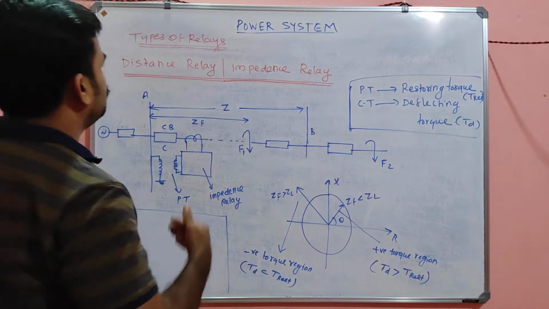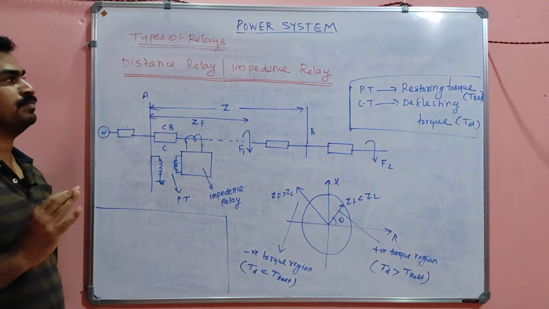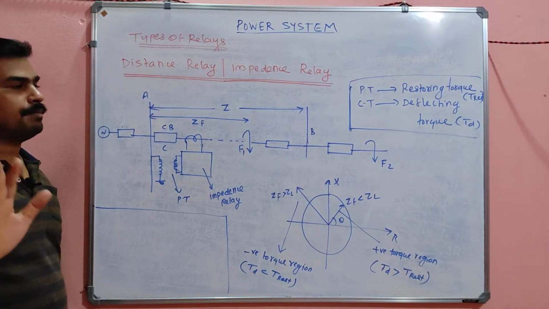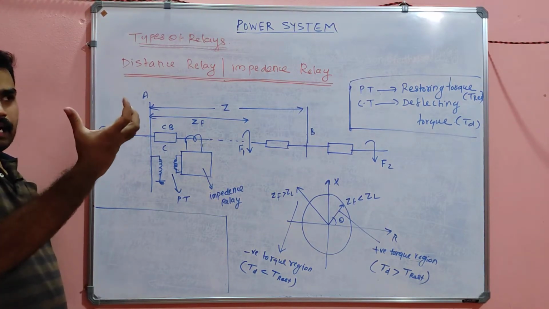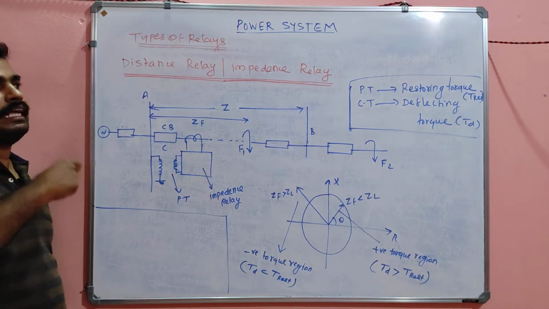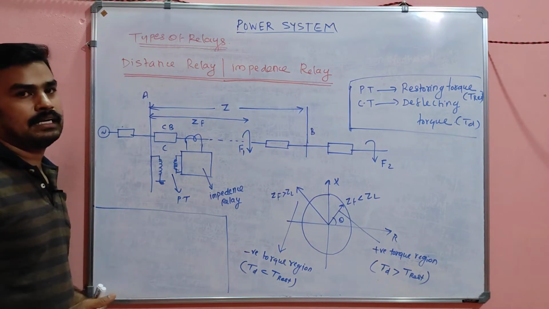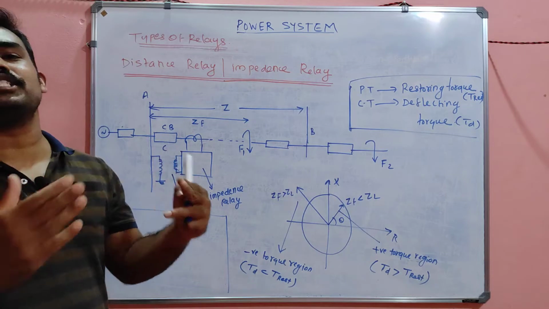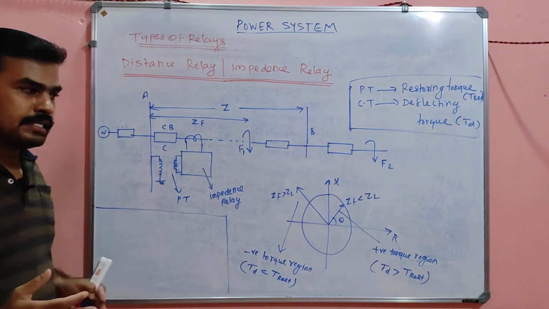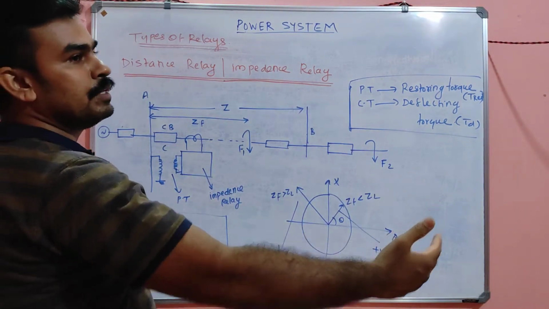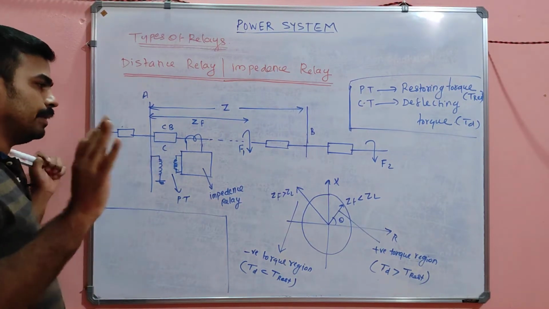Hello my dears. Next classification of relay is the distance relay or impedance relay, both are the same. As the name indicates, this relay only operates when the impedance of the line is less than the predetermined or specified impedance value. The relay will operate only when its impedance is less than the set value. If its impedance is higher than the set value, then the relay will not operate.